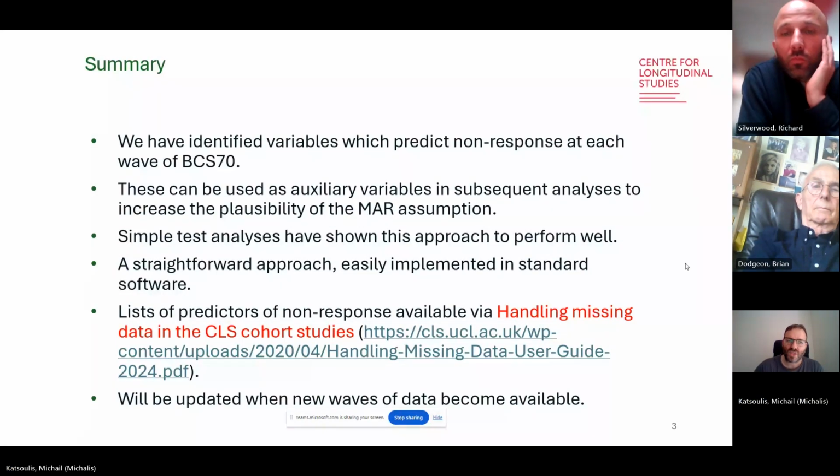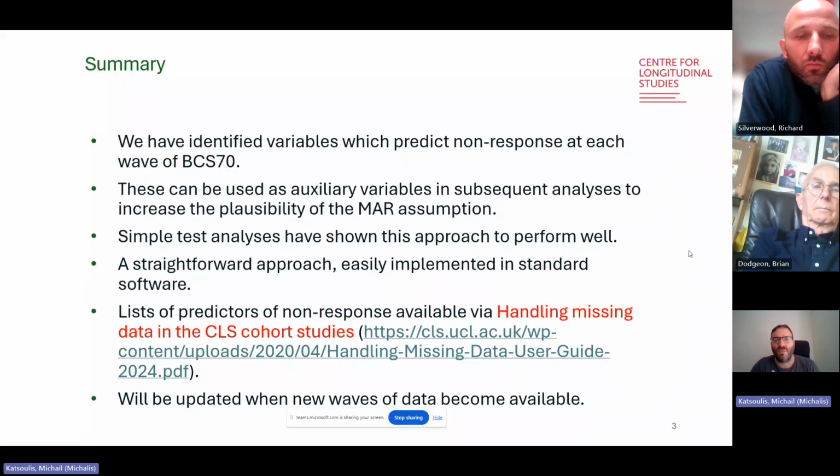We implemented a simple test analysis that has shown that this approach performs well. This is through an internal and external validation process. This is a relatively straightforward approach that can be easily implemented with standard software.